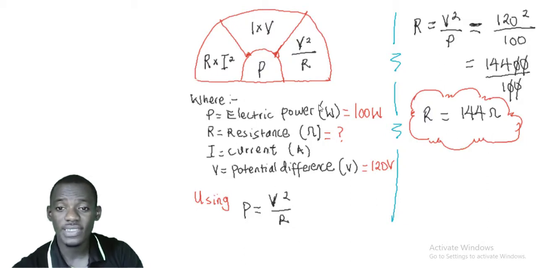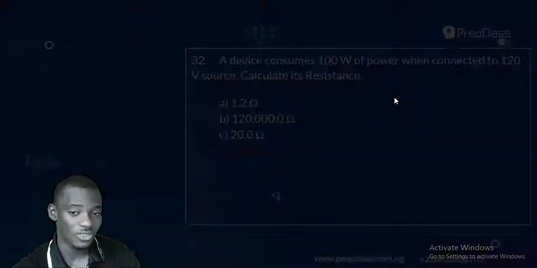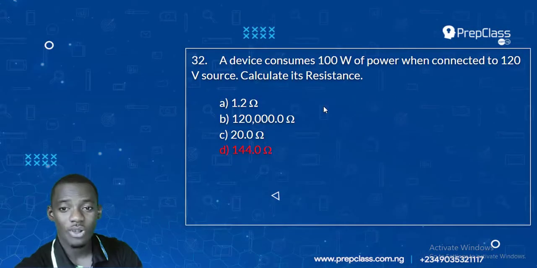What's my V? 120 volts. That's 120 squared over P, 100 watts. So 120 squared is 14,400, divided by 100. If you get that done, you will have 144 ohms as your resistance, and that is the simple answer to that simple question, and that gives me D as the correct option.